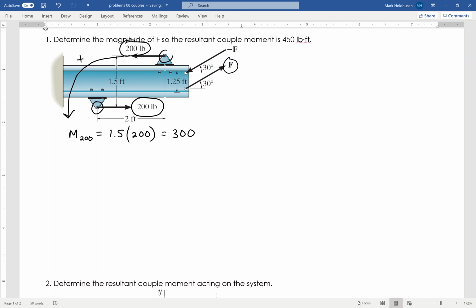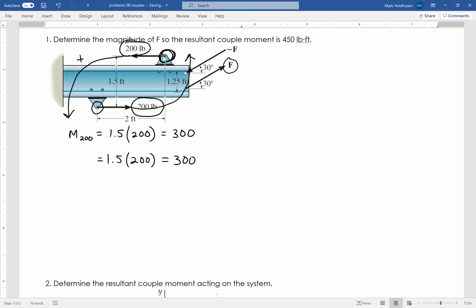Similarly, if I take this point up here, I can do the same thing for that moment. Going from that point to the other point, this time I'm looking at this moment, still going to be positive, still 1.5 times 200, so it's 300. Now, what I forgot to mention on the other one is that when I go about the bottom one, the bottom force has 0 couple moment. When I go about the top one, the top force has 0 moment to it.